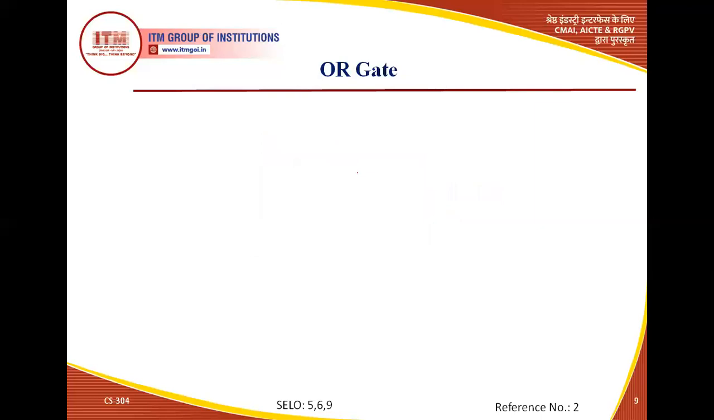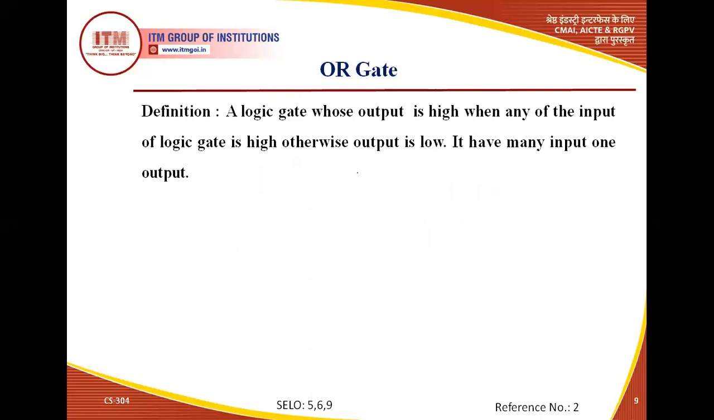Now we see the second basic logic gate, that is the OR gate. The OR gate is a logic gate which gives the output high when any of the inputs of the logic gate is high. That means the OR gate will generate the output high when any of the inputs is high, and it also has many inputs, one output.